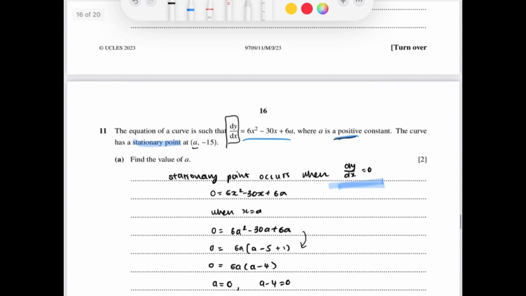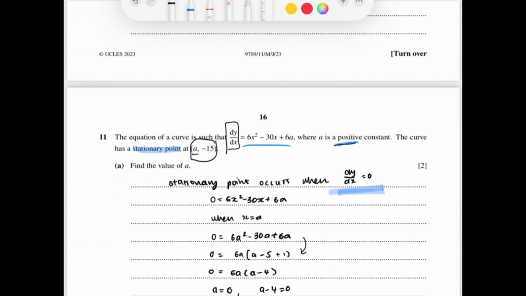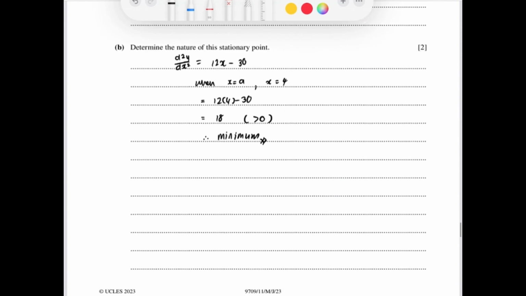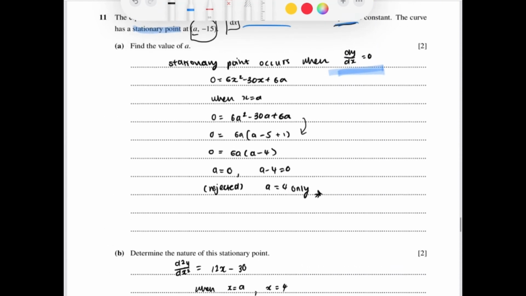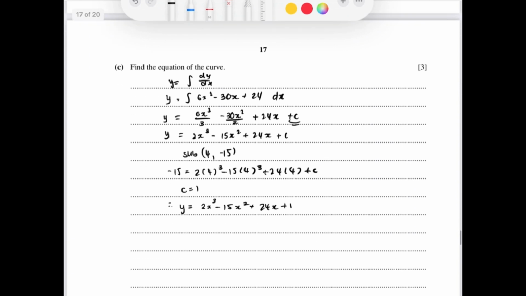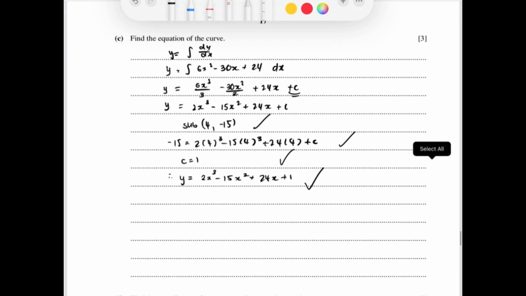You have to find out what plus C is, but we know the coordinate of a point on the curve, and that's A, negative 15. However, we know A is 4, so 4, negative 15. Substitute it in, find C, substitute C for 1, and just rewrite the equation again.